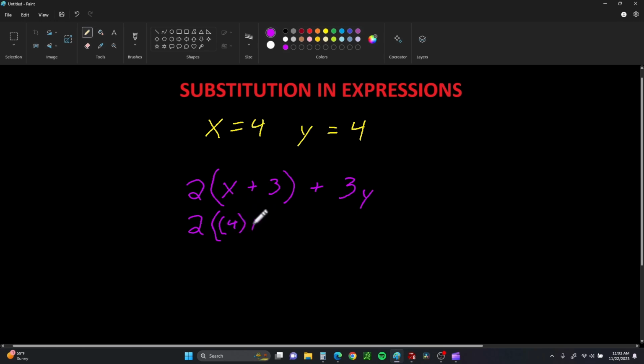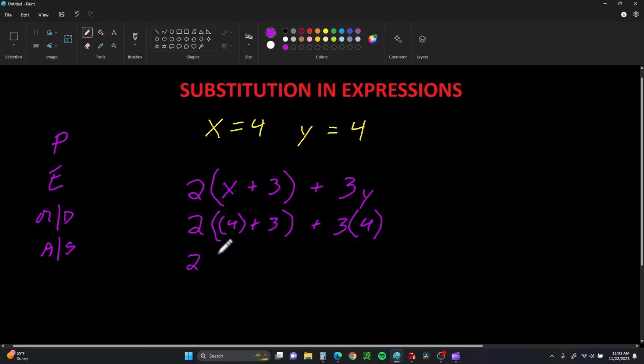This is 4 plus 3, plus 3, and y is 4. I'm going to substitute that with parentheses. And now, PEMDAS says parentheses, exponents, multiplication and division, addition and subtraction. And although this is addition and we would think it would come last, it's inside parentheses, so parentheses comes first.